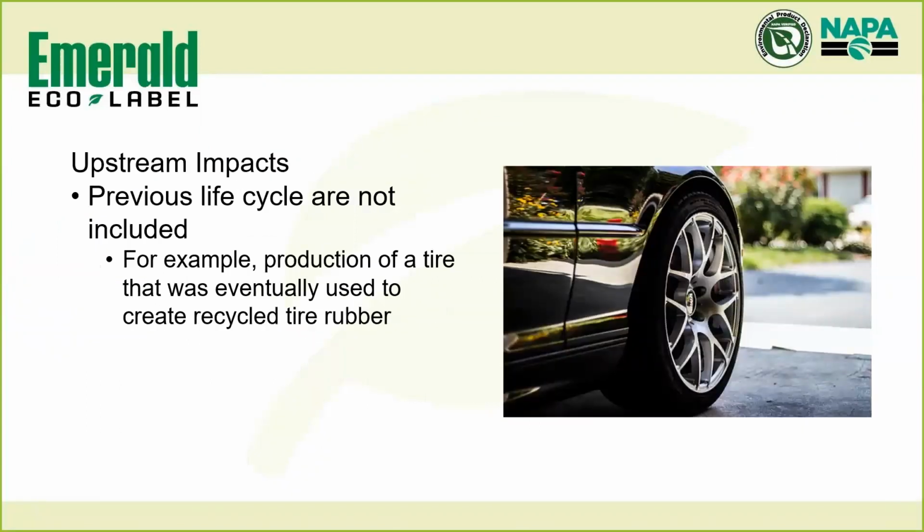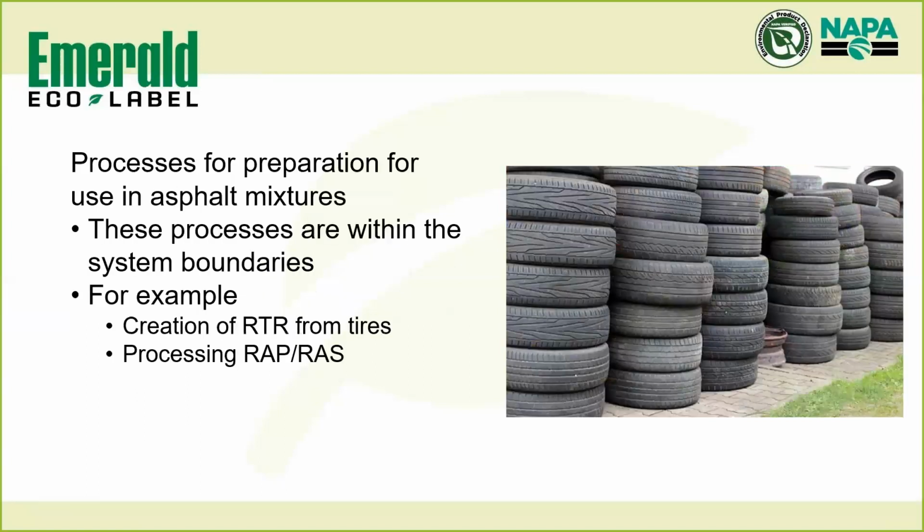If we think about the upstream impact, the previous life cycle impacts are not included. For example, what it would take to produce a tire that eventually went into ground tire rubber or recycled tire rubber would not be incorporated into that process. However, we think about the processes for preparation of that for use in asphalt mixtures. These processes are within the system boundaries. So for example, taking a tire, grinding it up to form recycled tire rubber, that's within the system boundaries. Processing RAP and RAS at your plant or at a facility to be used in an asphalt mixture, those things are within the system boundaries.